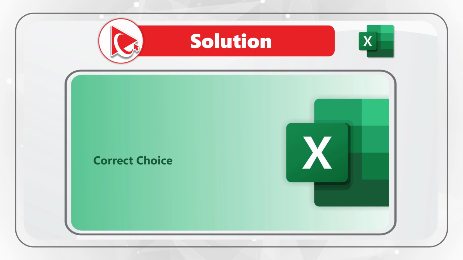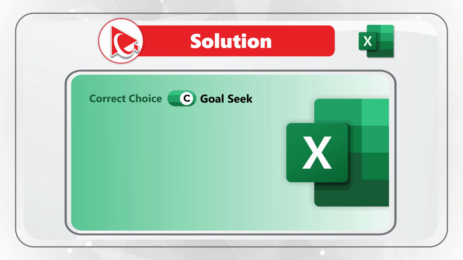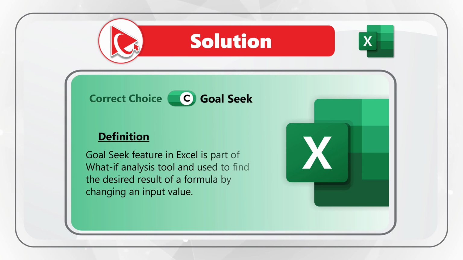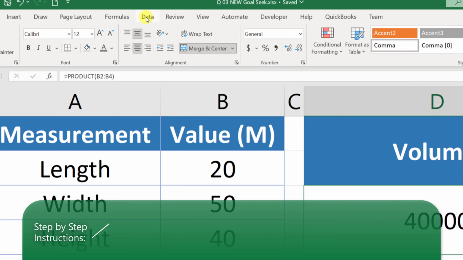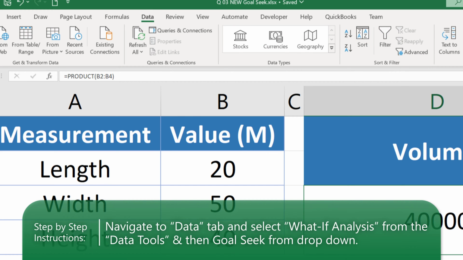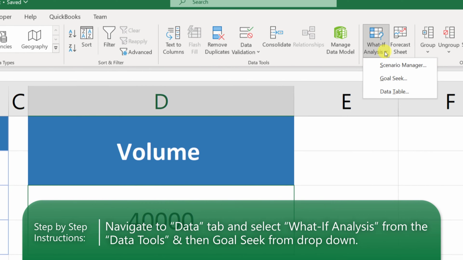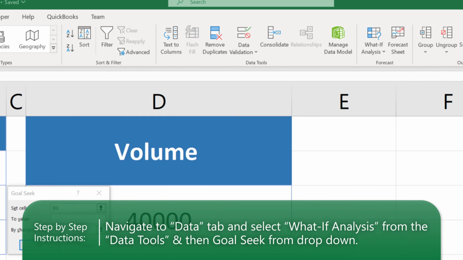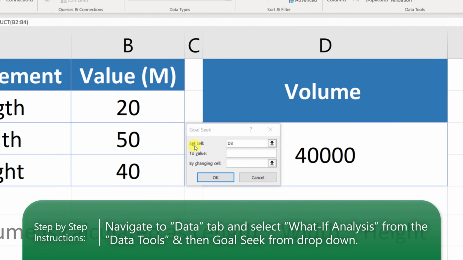I believe that the best way to solve this challenge is to use the Goal Seek feature of Microsoft Excel. Goal Seek in Excel is a part of the what-if analysis tool and is used to find the desired result of a formula by changing the input value. Goal Seek can be accessed on the Data tab in the Forecast section in the Excel ribbon under the What-if Analysis button. After you access Goal Seek, you're presented with the dialog box.